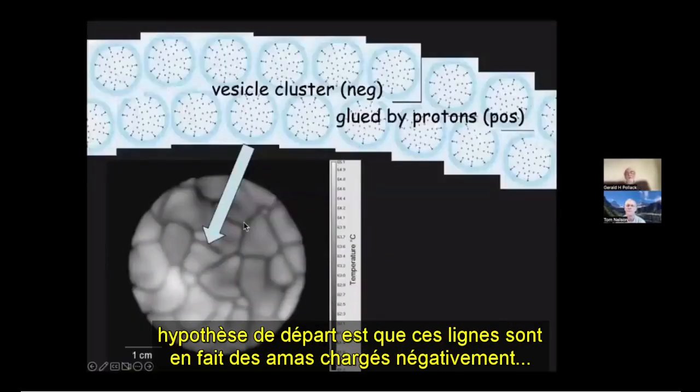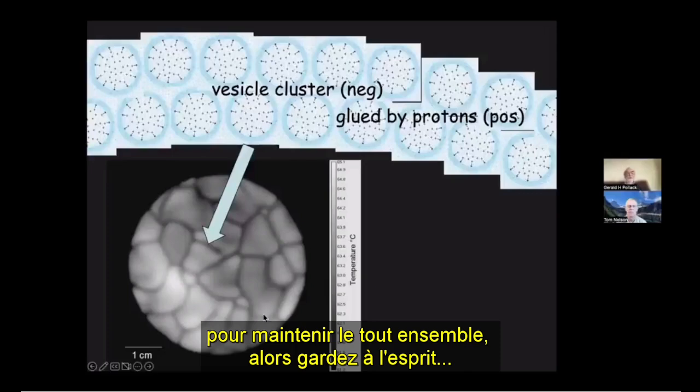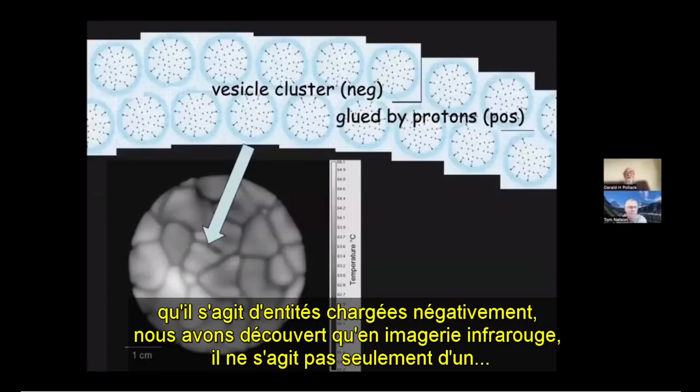So our going hypothesis is that these lines are actually negatively charged clusters held together, glued together by protons. You just need a few protons in between to essentially hold it all together. So please bear that in mind. These are negatively charged entities.